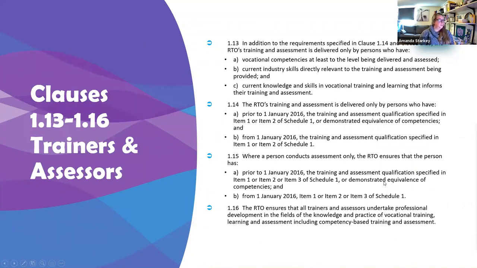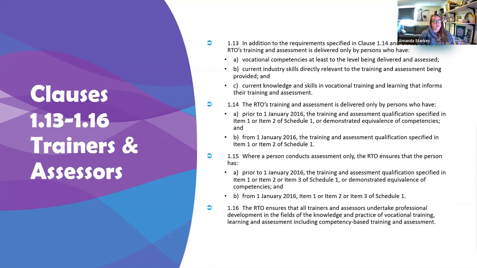Let's get into it. So clauses 1.13 to 1.16, trainers and assessors. So the clauses state, 1.13, that in addition to the requirements specified in clause 1.14 and clause 1.15, the RTO's training and assessment is delivered by persons who have A, vocational competencies at least to the level being delivered and assessed. B, current industry skills directly relevant to the training and assessment being provided, and C, current knowledge and skills in vocational training, learning that informs their training and assessment.